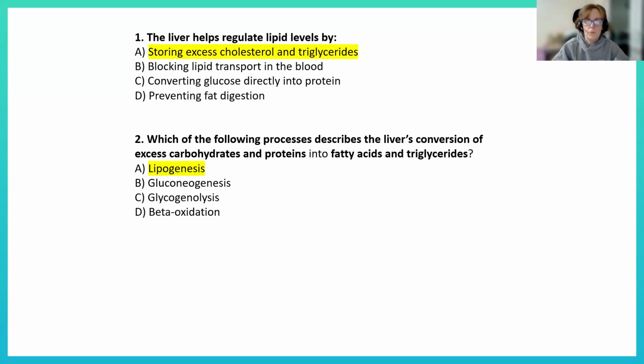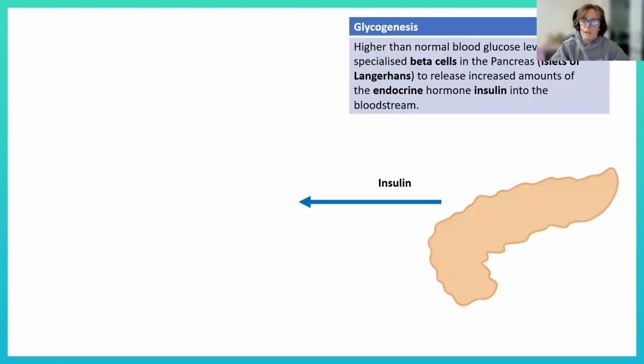Okay, so what the liver does is it stores excess cholesterol and triglycerides, and it can convert excess proteins and carbs into fatty acids and triglycerides via the process called lipogenesis. Another thing that the liver does is it helps to regulate blood sugar levels. So that's quite an important function.